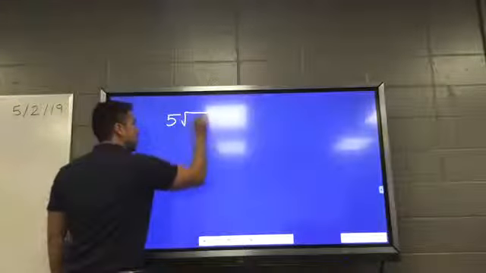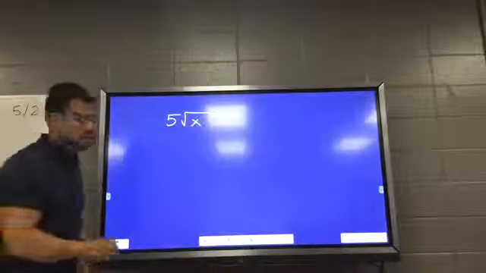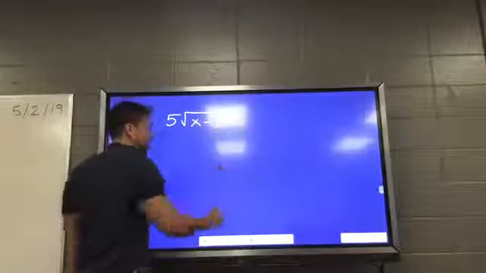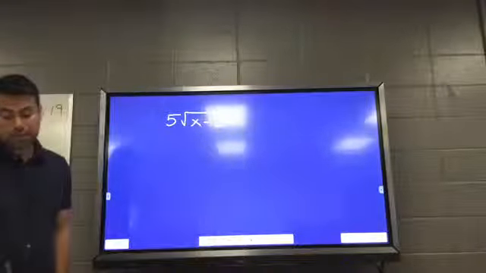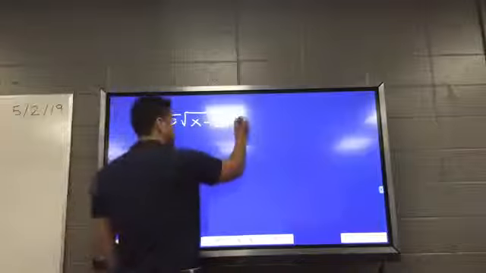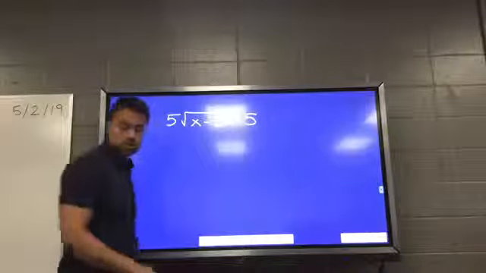Could you get 2 answers for some of these problems? These are going to give you 1. If you're square rooting both sides, you get 2. But we're going to square both sides, and that's the difference.